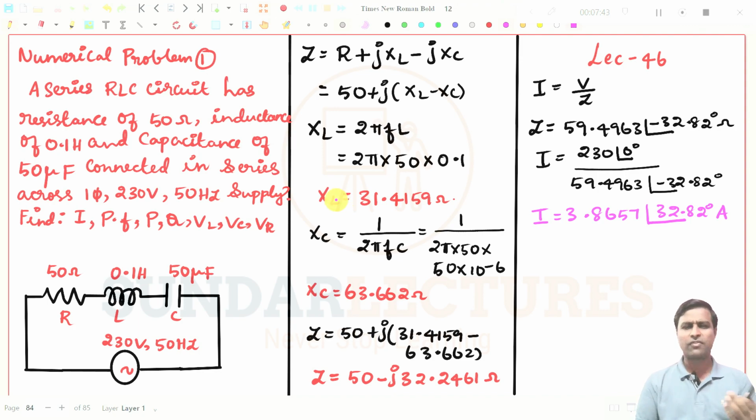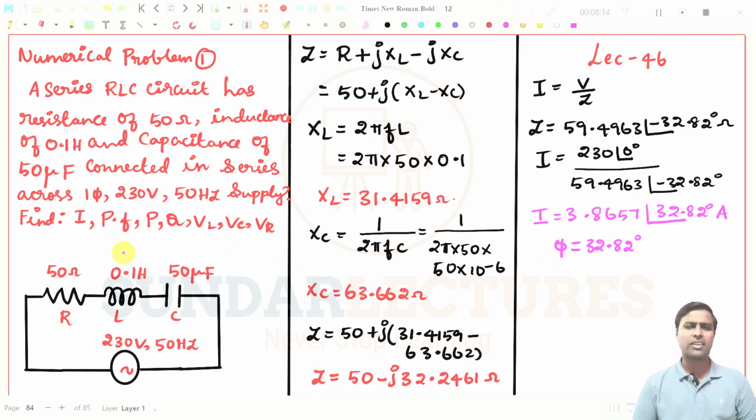Try to understand. If XL is greater than XC, then you will get a minus degree here, because always in a more inductive circuit, the current should lag the voltage. That is the more inductive circuit. Just a few tips to understand the concepts in RLC circuit. Now you can directly write phi value will be equal to 32.82 degree. That's all.